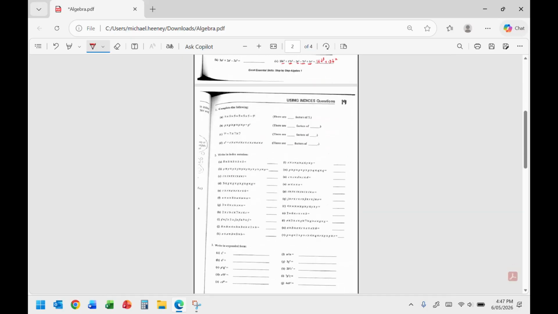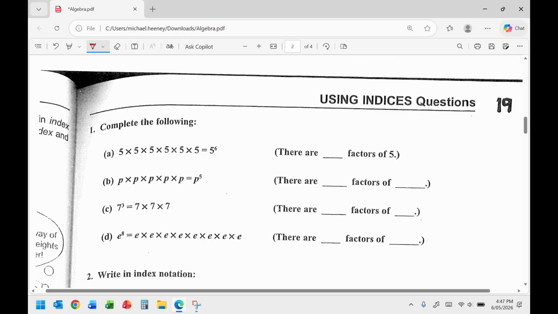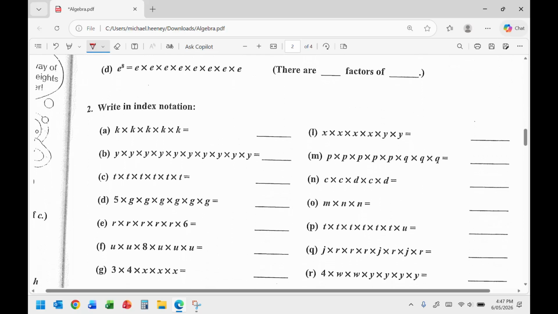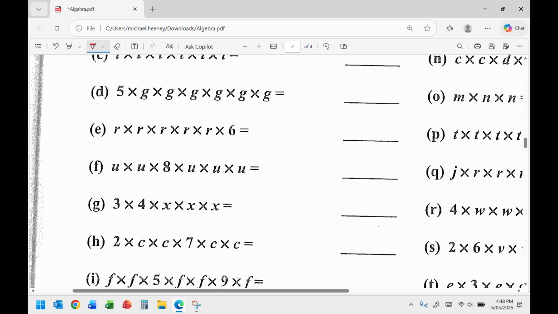Let's have a quick look down here. What's on the second page? Let's go to this. Write in index notation. Okay, we have k. 1, 2, 3, 4, 5 of them. They've all been multiplied, so what we have is k to the power of 5. 1, 2, 3, 4, 5, 6, 7, 8, 9, 10 y's that have been multiplied, so y to the power of 10. These seem a bit simple.